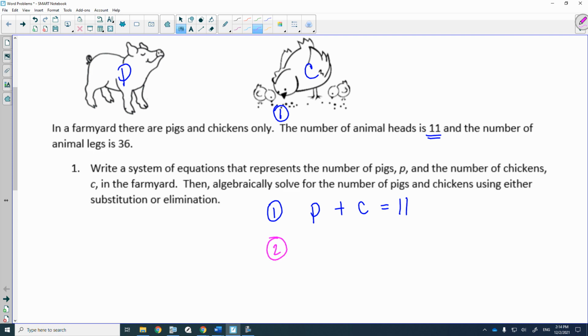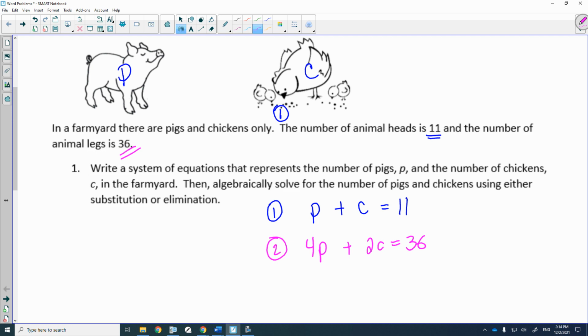The second system has to do with the legs. So there are 36 legs on these pigs and chickens combined. Who would know this one? Lucas, what would you have for this one? Yep, 4p, 4 legs per pig plus 2 legs per chicken is equal to 36.